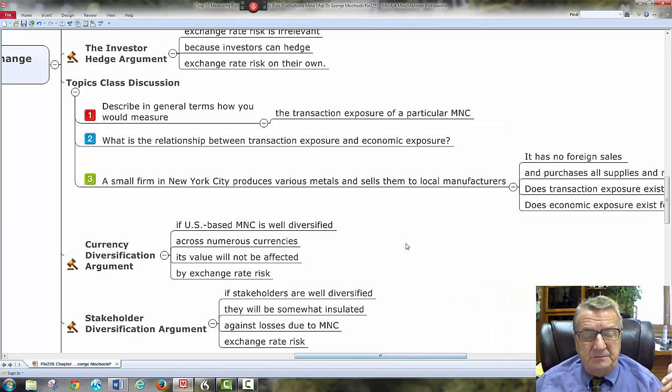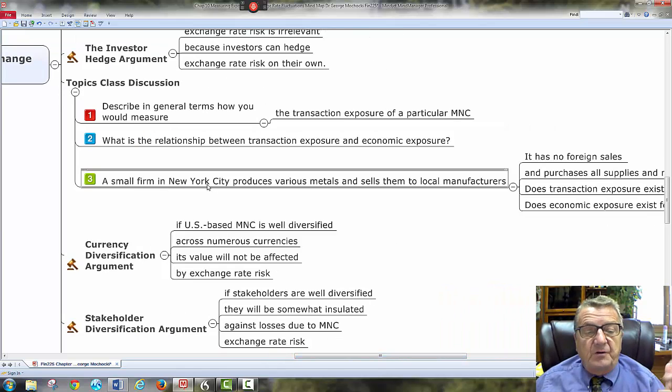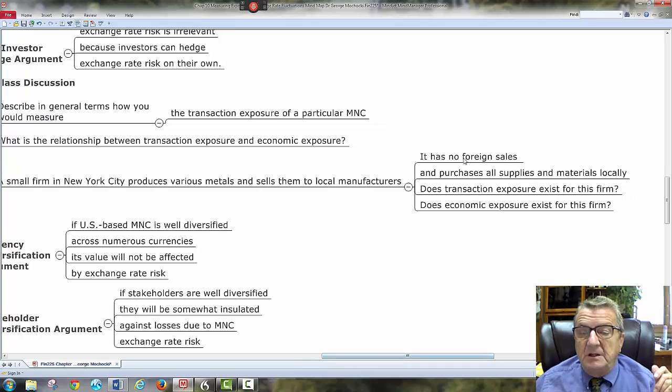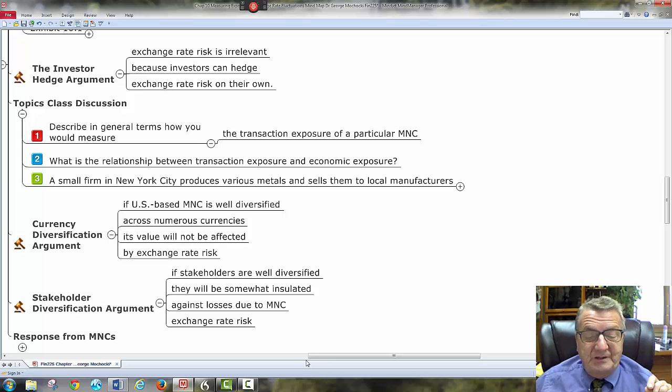And the last one here, I should have had that above. A small firm in New York produces various metals and sells them to local manufacturers. Okay, that's a question. It has no foreign sales and purchases all supplies and materials locally. Does transaction exposure exist for this firm? Does economic exposure exist for this firm? Those are two questions when you go reading on here. So I'm just trying to put that in here.